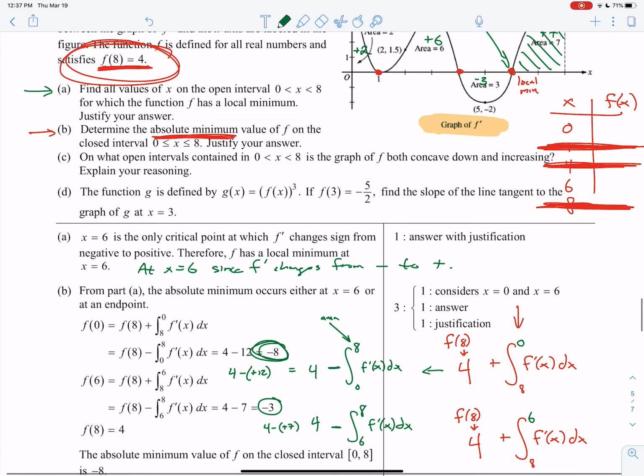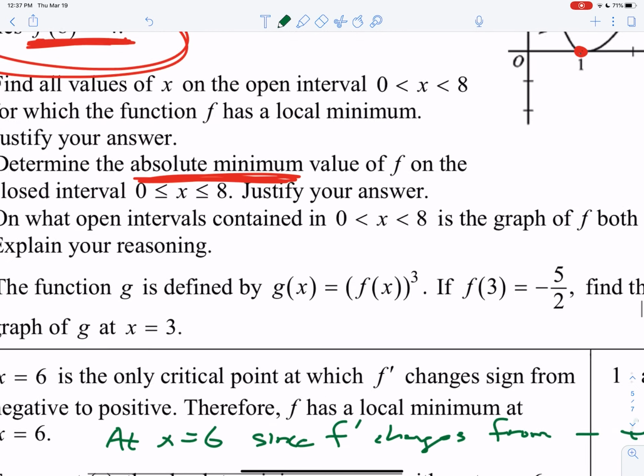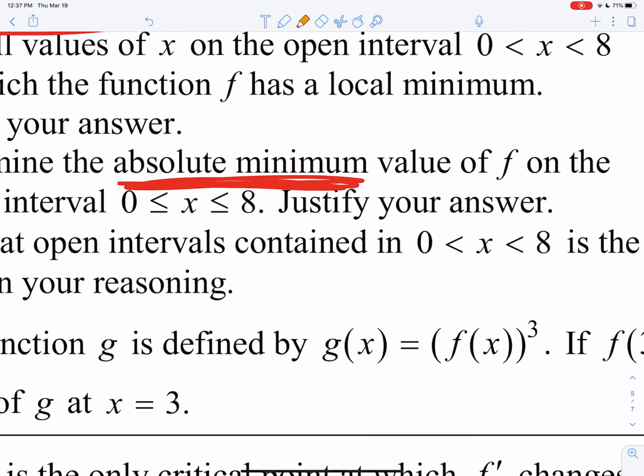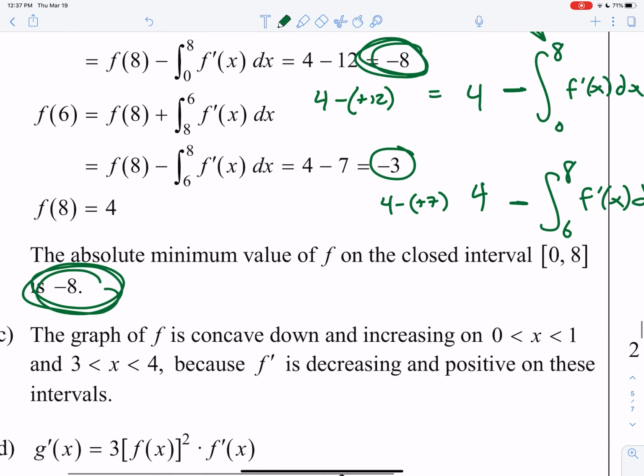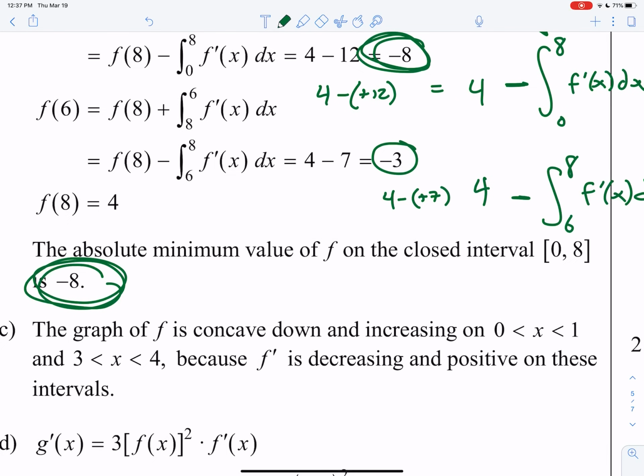So the thing is, what are they asking for? They're asking for the absolute minimum value. Value is referring to the y value there. So you would just say the minimum value is negative 8. You wouldn't say that it occurs at x equals 0, okay? So be mindful of that.